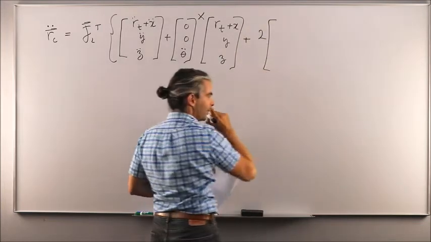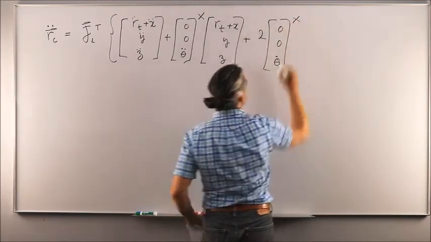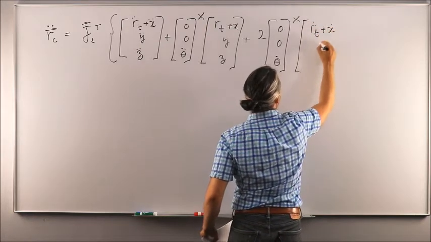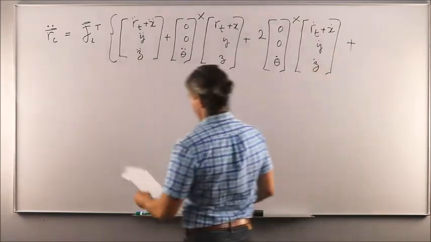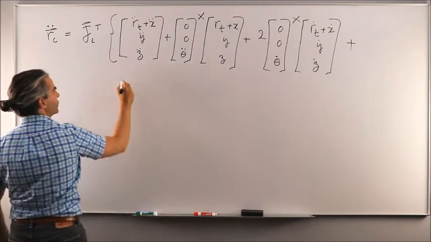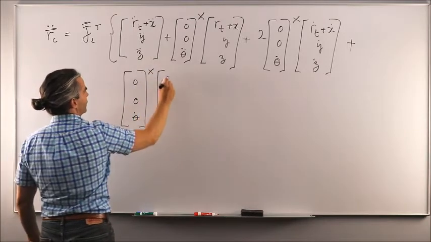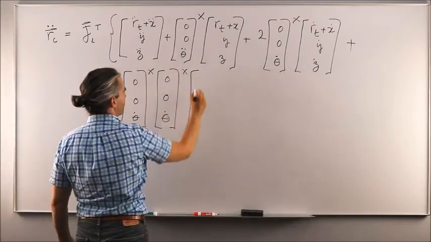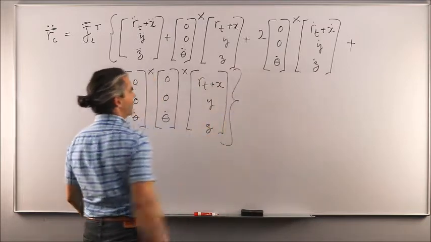And in terms of vectors, we had omega cross product, omega 0, 0, theta dot. Cross product turns into skew symmetric matrix, times RC dot, which is RT dot plus X dot, Y dot, and Z dot, plus, now we had the omega cross R. So our omega is 0, 0, theta dot. Cross product becomes skew symmetric of omega, and then cross product becomes skew symmetric again of RC, which is RT plus X, Y, and Z. And then you close a curly bracket.